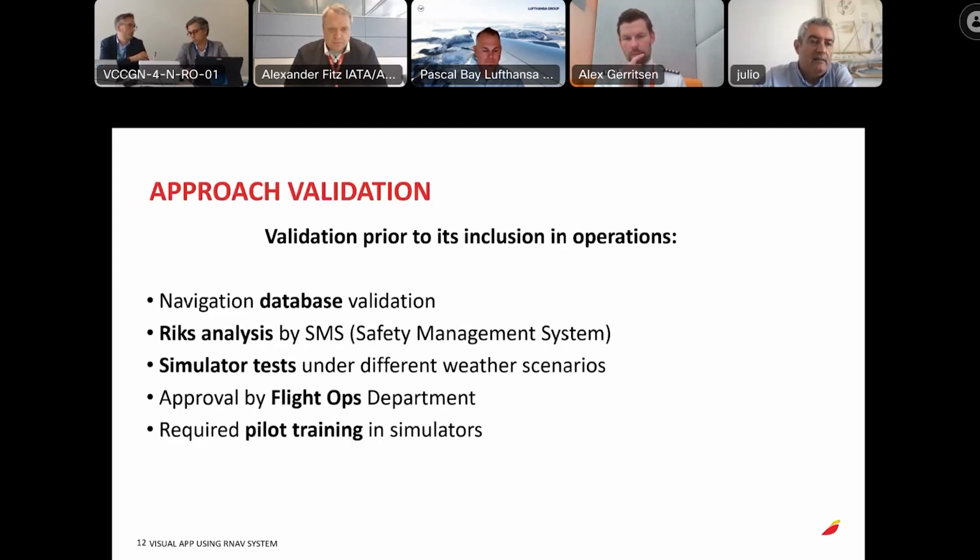What is the approach validation we did till now? Probably it is going to change now with the SIB, but prior to including it in our operations manual, we first validate the navigation database in the office. SMS do a risk analysis of the independent approach. We do some tests in the simulator with different weather scenarios and wind conditions. Then the flight operations department approves this approach. And for the moment, we do pilot training in the simulator every time we have a new approach.